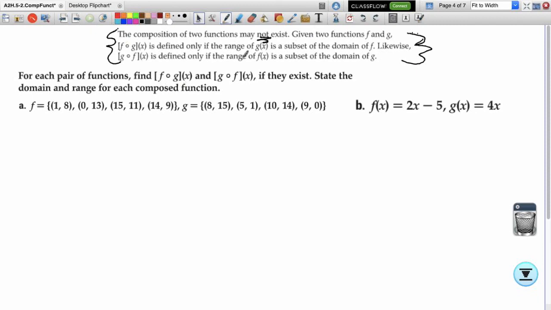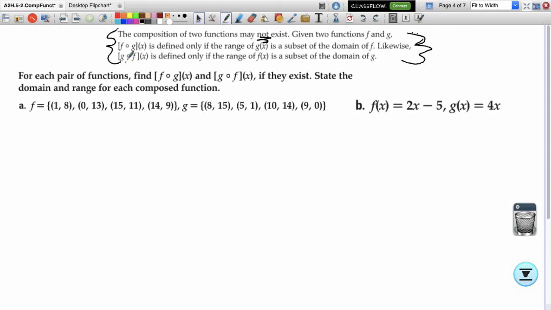So given two functions f and g, f of g of x is defined only if the range of g of x is a subset of the domain of f, okay? So the y values in our g have to be within our x values of our f. Likewise, if we do the opposite, you have to have the range of f of x, right? Because that's the second number. It's always the second one. The range of this has to be within the domain of this. So it doesn't always have to be the f or the g. It's whichever is listed second. The range of that, the y values, the outcome have to fit within the domain of the original.